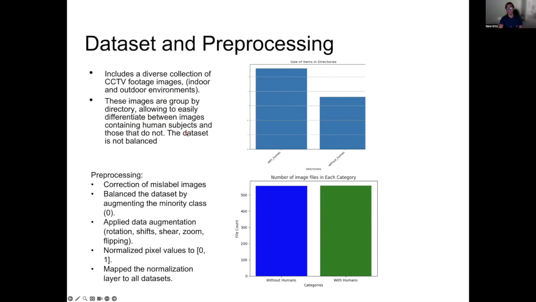So during the pre-processing, we had to correct mislabeled images that we found in some of those two directories. Also, we did balance the dataset by augmenting the minority class. We can see the final result here. We applied data augmentation like rotation, shift, shear, zoom, and flipping. We normalized the images with pixel values between 0 and 1, and we mapped the normalization layer to all datasets, that is test, validation, and training.